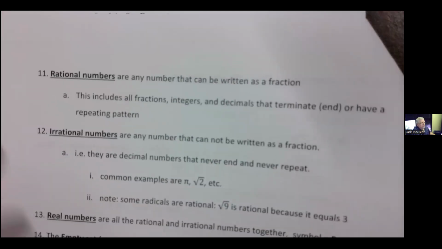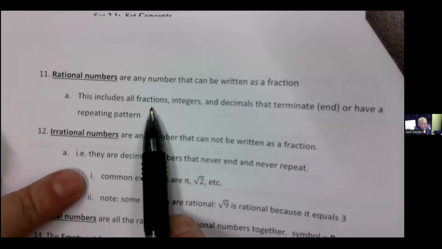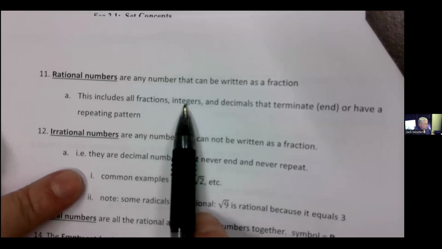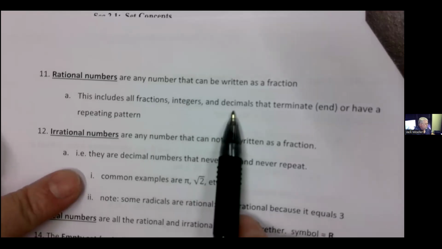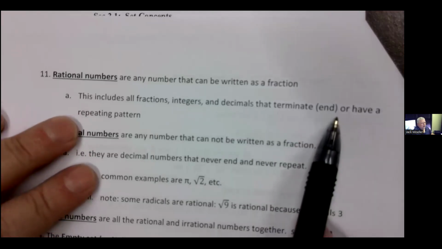Rational numbers. Rational numbers are any number that can be written as a fraction. So obviously that means fractions. Integers, you can make any integer a fraction by putting it over 1. And then decimals that terminate, which means the end, like 5.67. We can write that as a fraction because that 0.67 is 67 hundredths. So we can make that a mixed number.